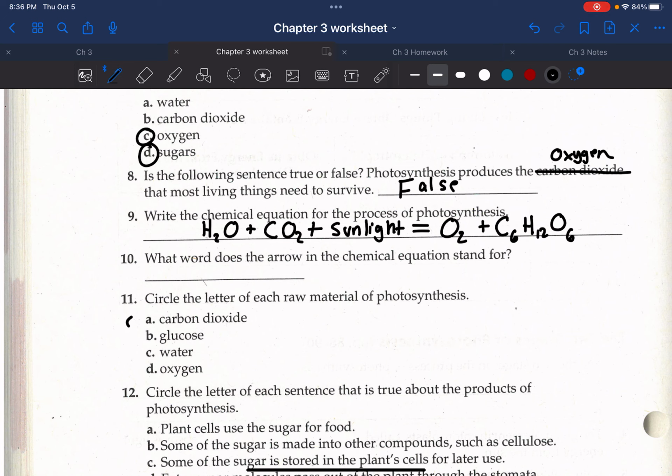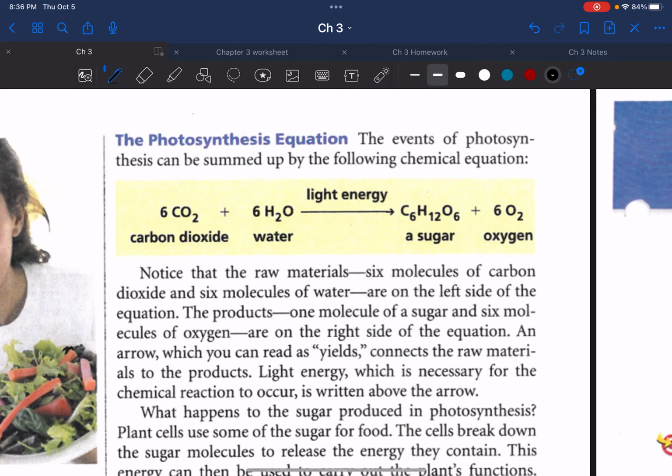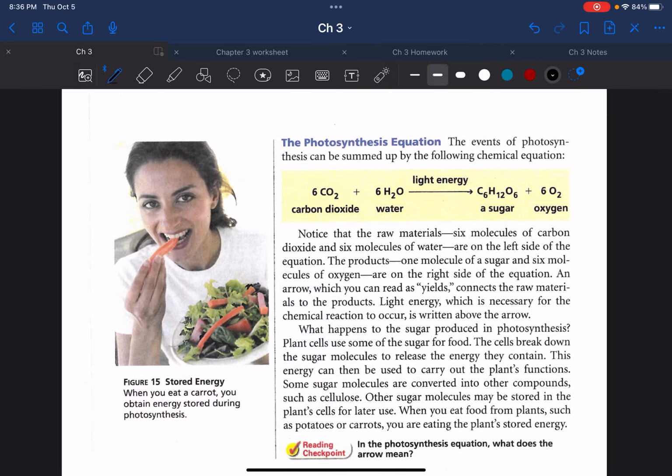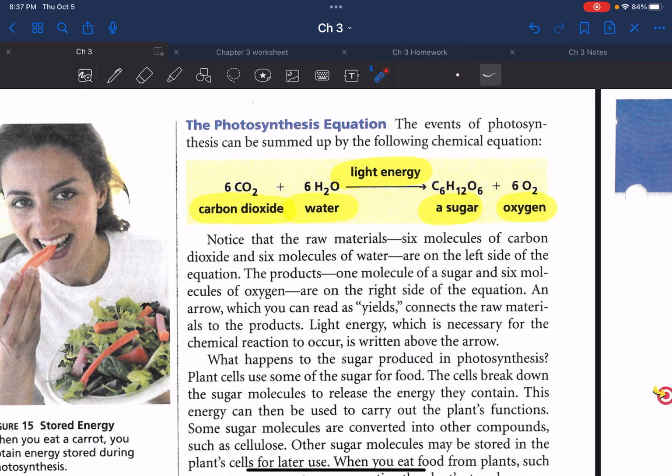Now, guys, this next question is going to kind of call me out here for a second because I used an equal sign. But if you look back in the book, we're going to read this next, okay? Let's go ahead and read, and then we'll go answer that question. Here's the photosynthesis equation. The events in photosynthesis can be summed up by the following chemical equation. Carbon dioxide plus water plus light energy is going to give us sugar and oxygen, right? Now, I want you to see this arrow right here, okay? It's going to tell us what that means here in a second.